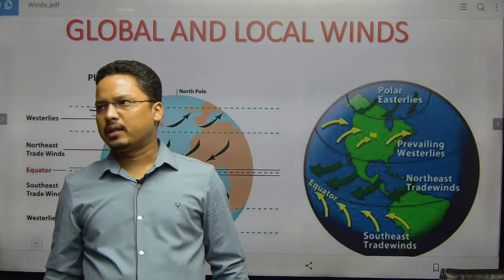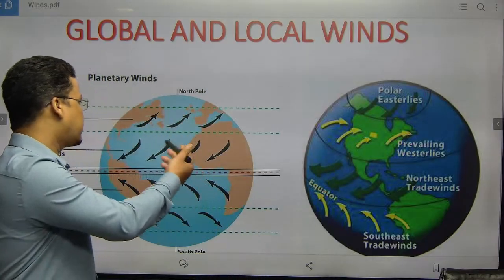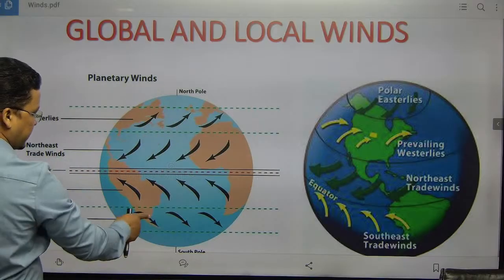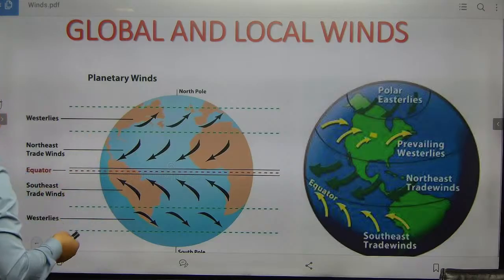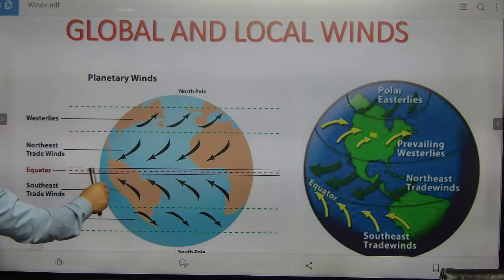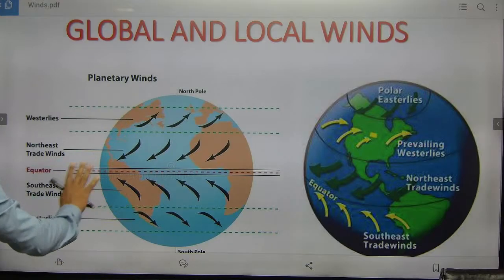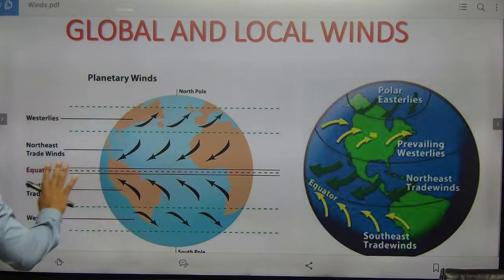Now what is the reason for the blowing of the wind? Here you can see these are the trade winds. This one is westerly, this one is westerly. These are the winds on the figure. Here this one is the equator, with the subtropical high pressure on both sides, the Cancer and the Capricorn, and this one is the low pressure.